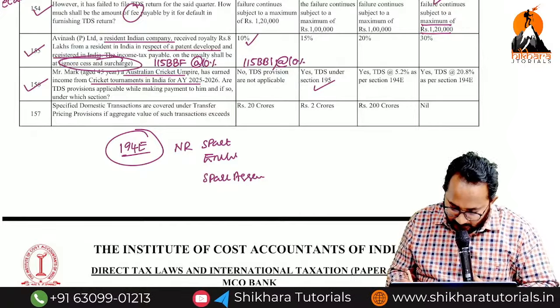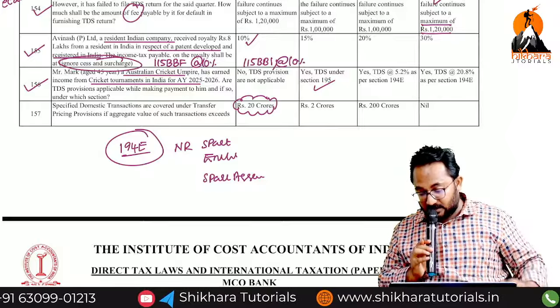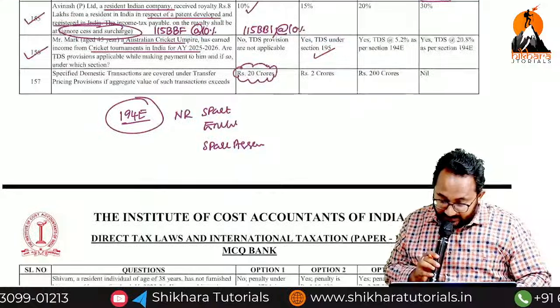Next, a specified domestic transaction means nothing but if the transactions entered by the enterprise during the previous year, in aggregate, exceed 20 crore.